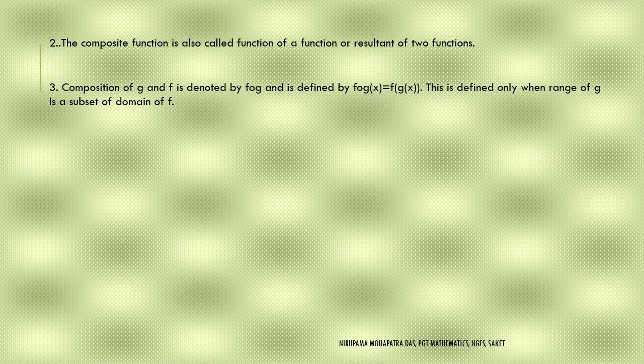The third observation is the composition of G and F. Like we have taken G of F, that is the composition of F and G. Similarly, if we take the composition of G and F, we write it as F of G. So F of G means the composition of G and F. It is defined by F of G(x) equal to F(G(x)), like G of F(x) is G(F(x)). And this is defined only when the range of G is a subset of the domain of F.